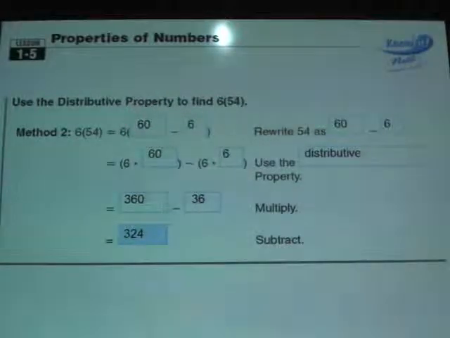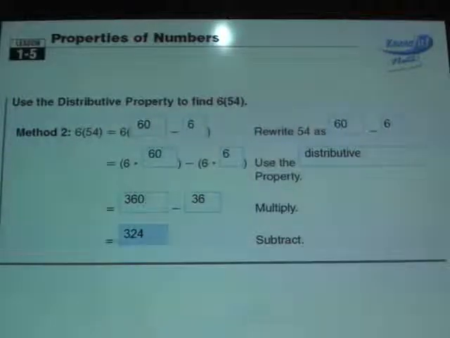Now that's not the only way to solve this problem. You could rewrite 54 in other ways. Now you could write it something like 52 plus 2, but multiplying 52 really isn't any better than multiplying by 54. What they're showing here is, instead of writing it with addition, they've decided to write it as subtraction. They've rewritten 54 as 60 minus 6, which of course equals 54, which is why it's the same thing.